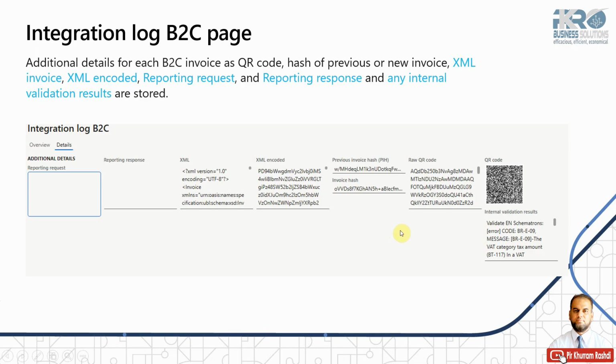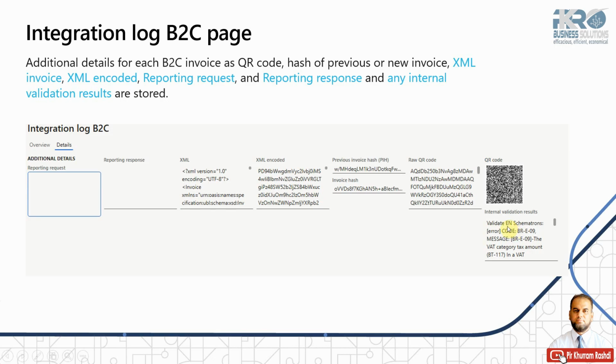Then we have a raw QR code stored here, plus a QR code as an image, which will be embedded with the simplified invoice. As you can see in retail and commerce, I will show in the next slides how it will appear in the simplified invoice as a phase 2 compliant QR code.